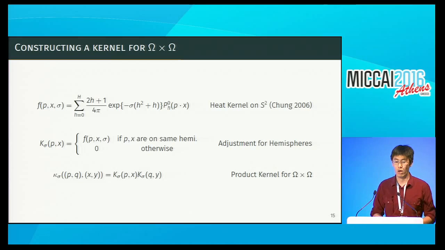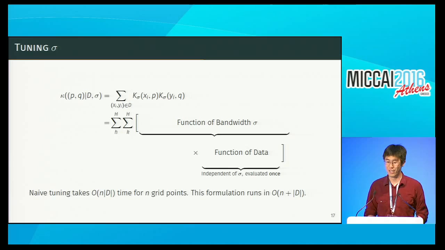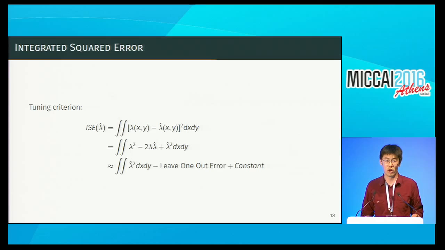We're using the spectral spherical harmonic form for this reason: it turns out that this kernel is a function of the bandwidth times a function of the data. So it's separable, and we can learn it in linear time. So if we choose a large number of sigma, we can learn the optimal sigma given a criterion. And that criterion we're going to use is an integrated squared error. There are actually a large number of good criteria for kernel density estimates, but we're choosing this one. And we could use a different one if you'd like.